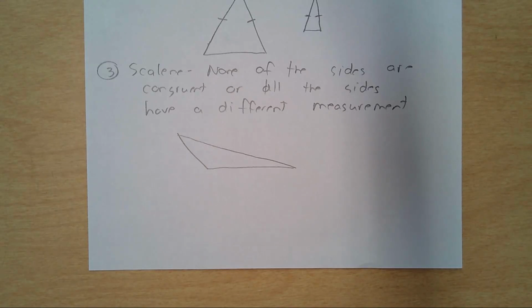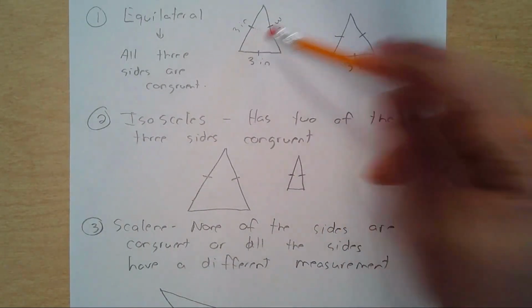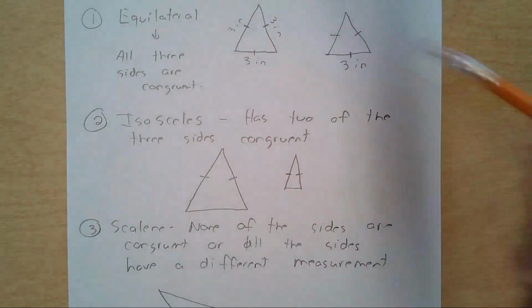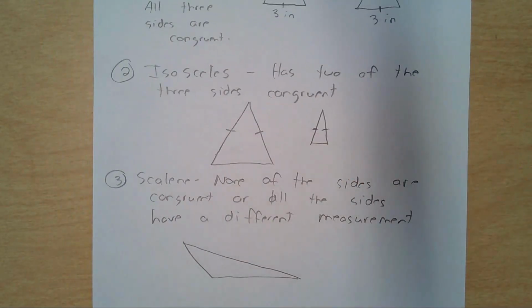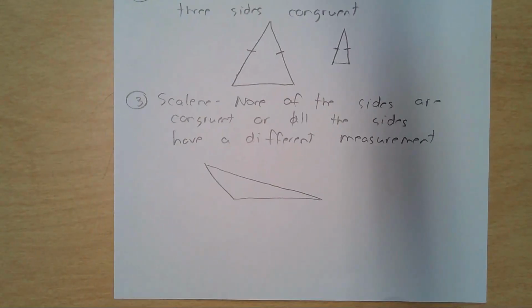So all 3 sides are different. Really it comes down to looking for these tick marks. If I see 3, then I know all the sides are congruent, therefore it must be equilateral. If I see 2, then I know 2 of the sides, but not the 3rd one, are congruent, so that must be isosceles. And if I don't see any lines whatsoever, then it's a scalene triangle. None of the sides have the same measurement.